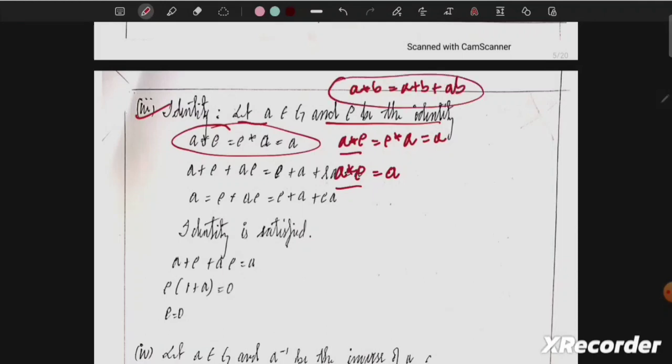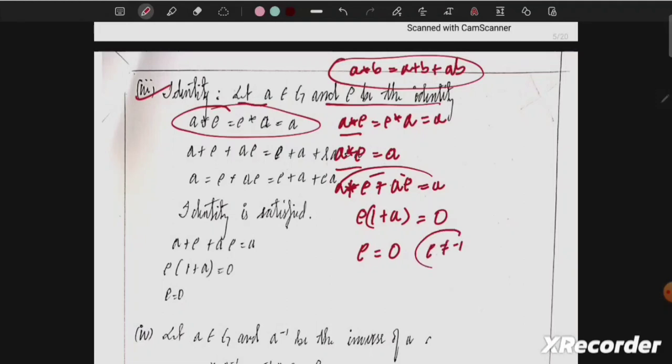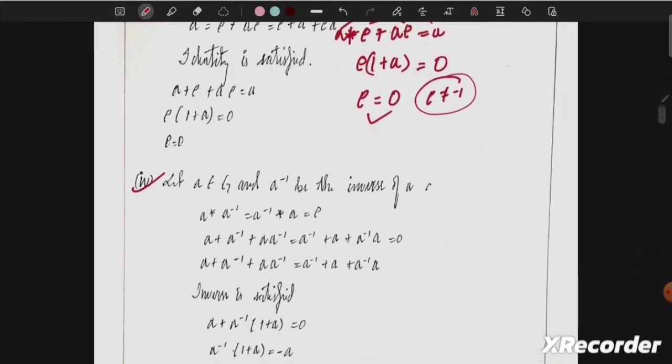Using this condition that is defined in the equation, you will get A star E, A plus E plus AE equal to A. Now if you take E common, E(1 plus A) equal to, if we bring A to the left hand side, we will get 0. Now E equal to 0, which is thus E is not equal to minus 1. Thus identity element exists.